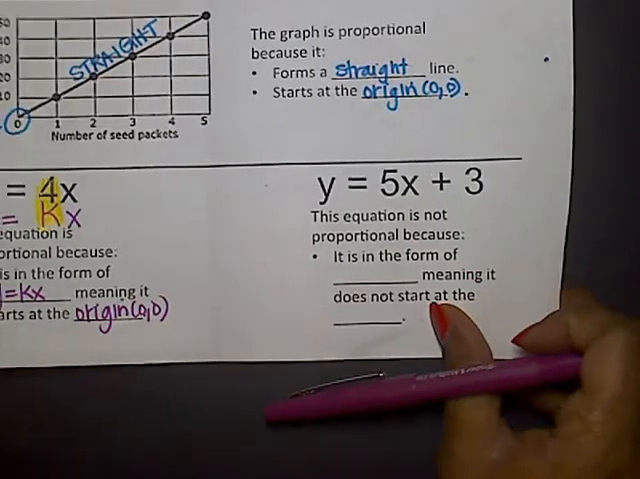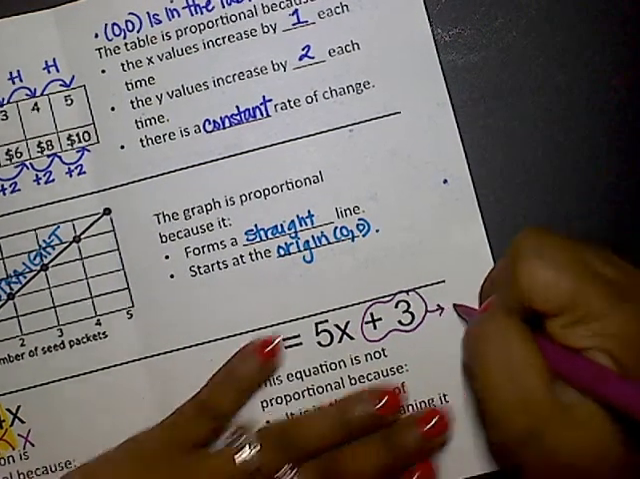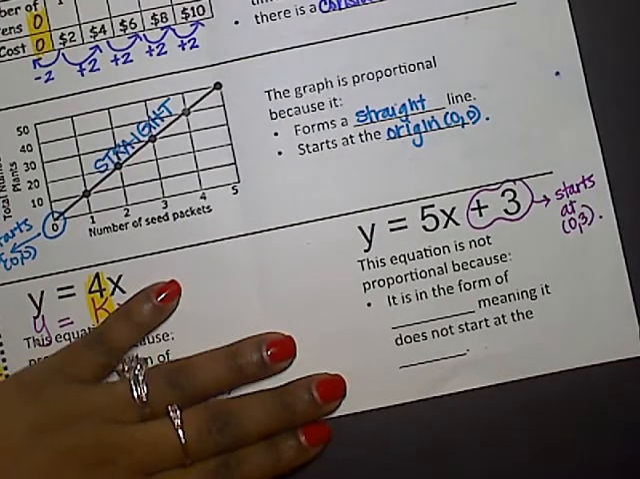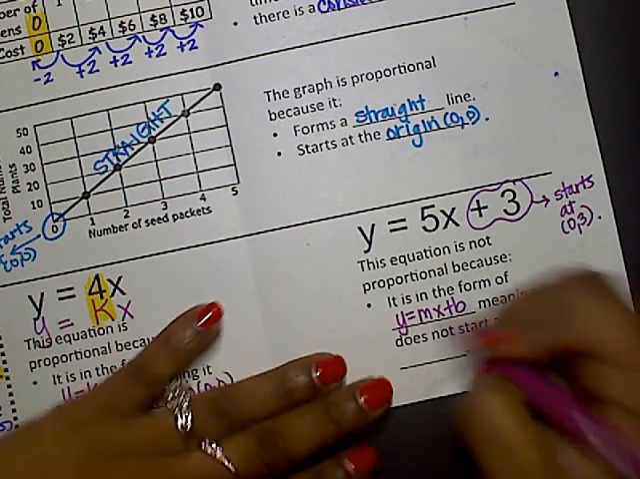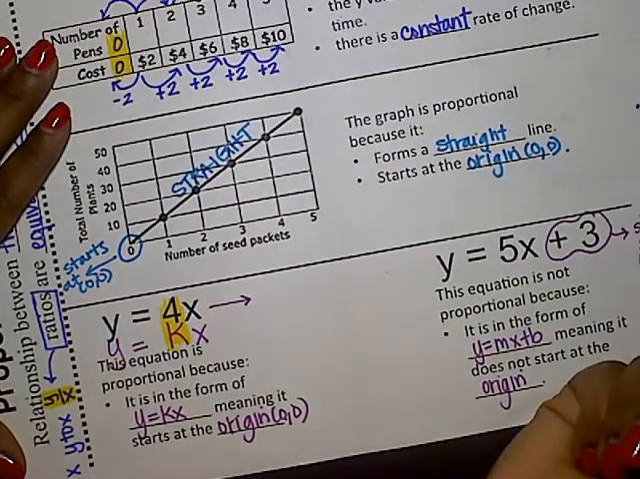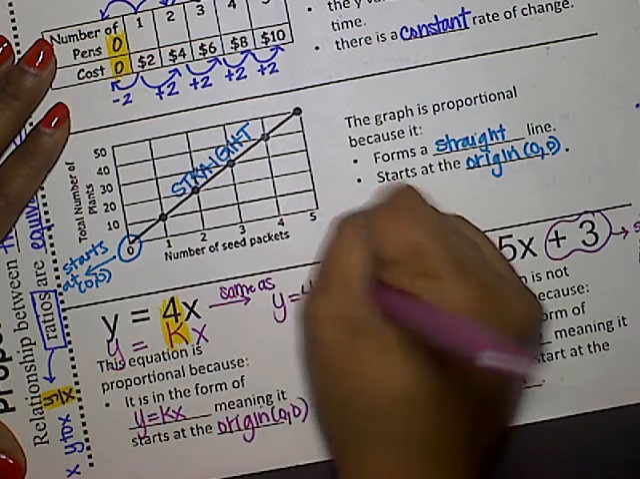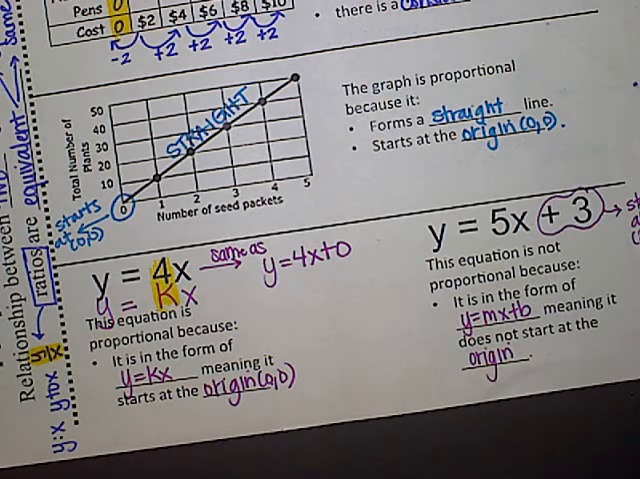So if we move it over here, this is not in the form of y equals kx because of this plus 3. This plus 3 means that the line is starting at 0, 3, and that is not 0, 0. So this equation is in the form of y equals mx plus b. You'll learn that next year. And it does not start at the origin. So this particular one starts at 0, 3. Okay? So we've got to remember there was y equals 4x. That's the same as y equals 4x plus 0, because you're not adding or taking away anything when you just have a plus 0 there. So don't be confused by that, because that is simply just saying, hey, it starts at 0, 0. But again, usually you won't see that.